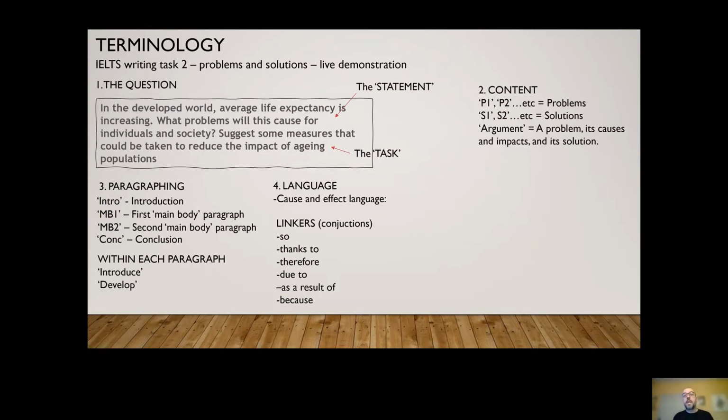So firstly, we'll talk about linkers. You might know these as conjunctions. These words: so, thanks to, therefore, due to, as a result of, because. If I put one of these words into a sentence, you can see that the function of these words is to link cause and effect, right?